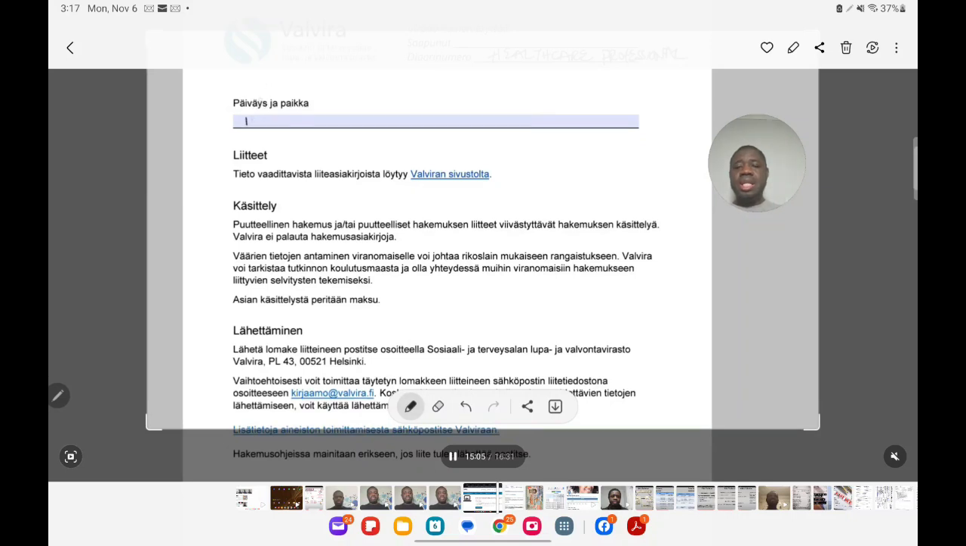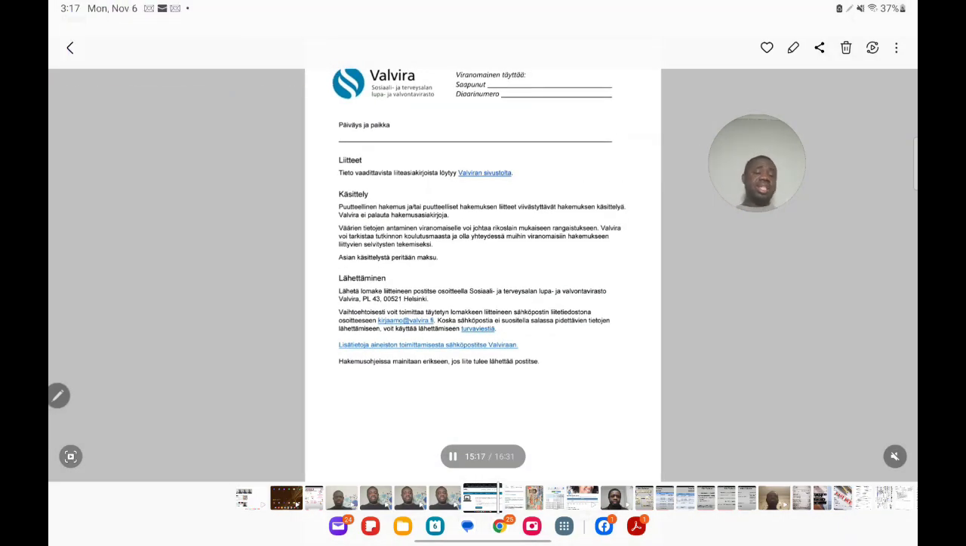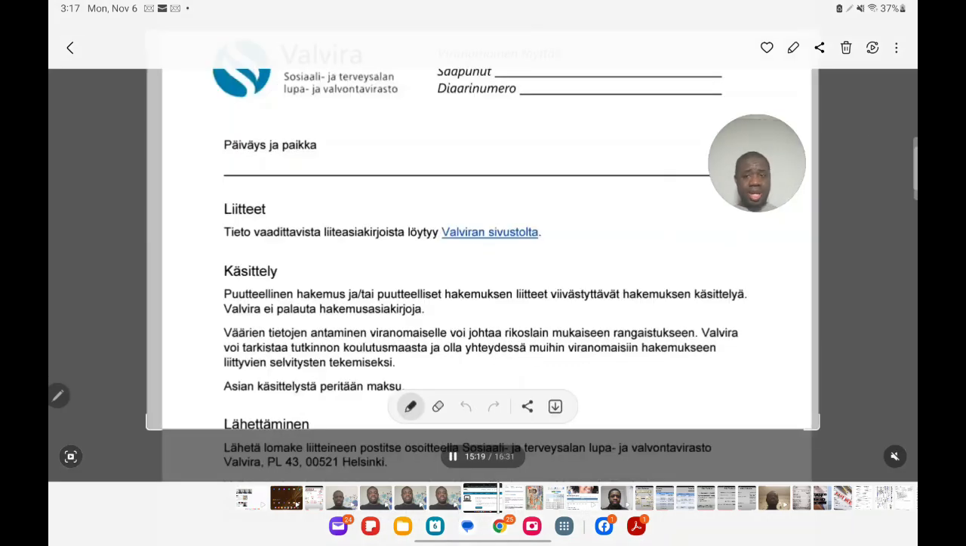Then Paivays ja paikka. So it's asking about the date you completed this application form. Understand? So I finished this application form on the 10th of October this year. So just write the year you completed the form. So if you complete the form today, just write the day you complete the form.